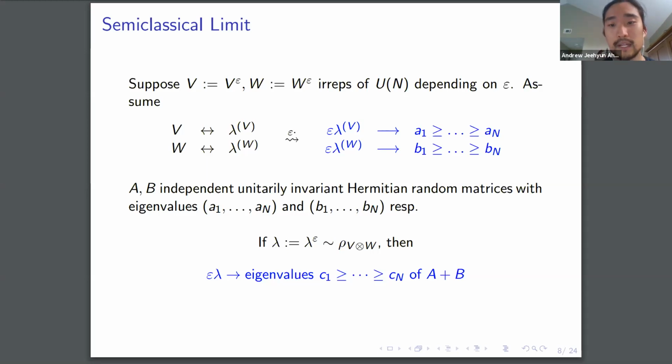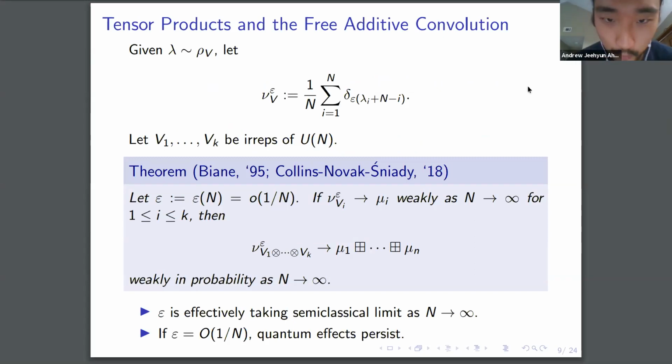Now what I'm interested in is asking similar questions for these quantized models as we did for the random matrix models. So we'll consider some analog of the spectral measure, which I'll just call the spectral measure of a representation V. If we have a signature distributed as rho V for some representation V, we'll define nu epsilon V to be the following measure. Here we have this extra parameter epsilon, which is really just rescaling the signature.